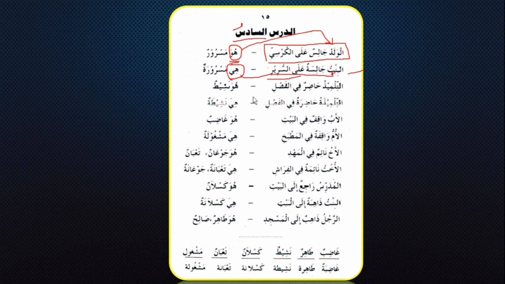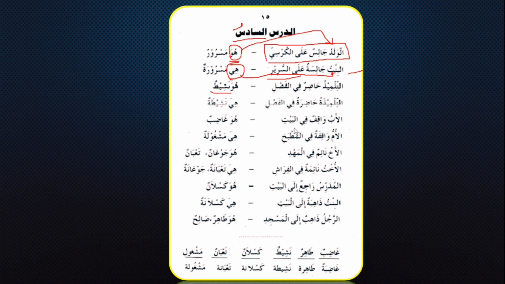At-tilmizu hazirun fil fasli. The student is present in the class. Huwa nashitun. He is active. He is energetic. He is efficient. At-tilmizatu haziratun fil fasli. The female student is present in the class. Hiya nashitatun. She is active, energetic, or efficient.